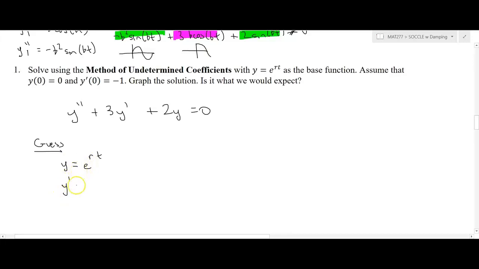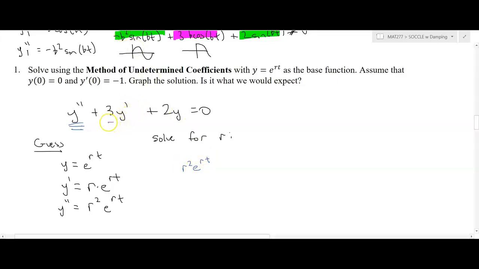So the derivative of e to the rt is r times e to the rt by the chain rule. And the second derivative of that is r times r, which is r squared, e to the rt. So now I'm going to solve for r. The way in which we're going to do that is we're going to say, well, y double prime is r squared e to the rt.